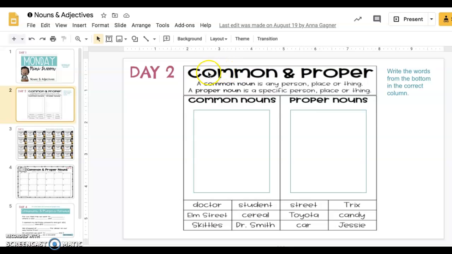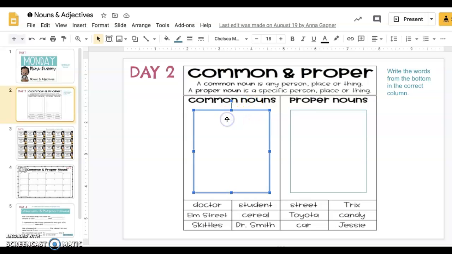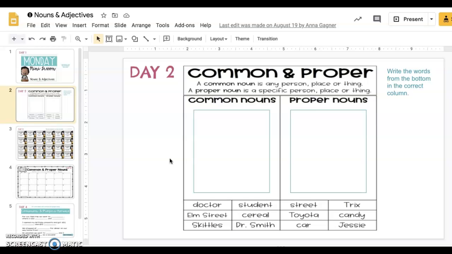What you're going to do is, in this day, tell me the difference between common and proper nouns. A common noun is any person, place, or thing. A proper noun is a specific person, place, or thing. So you're going to go ahead and click on these and tell me which ones of these are common nouns and which ones are proper nouns. That would be for Tuesday.